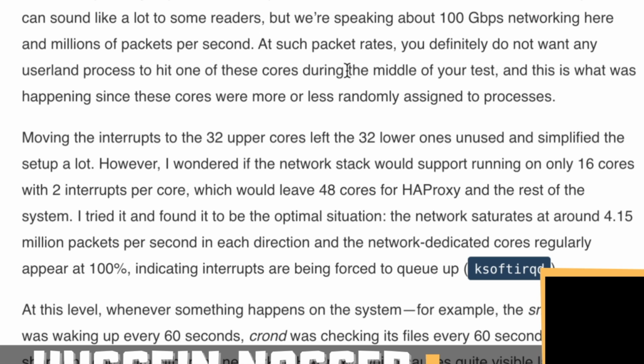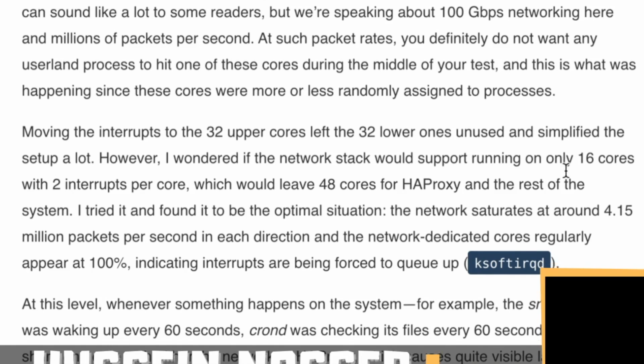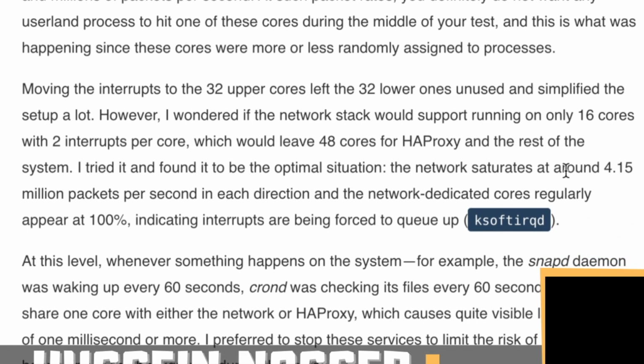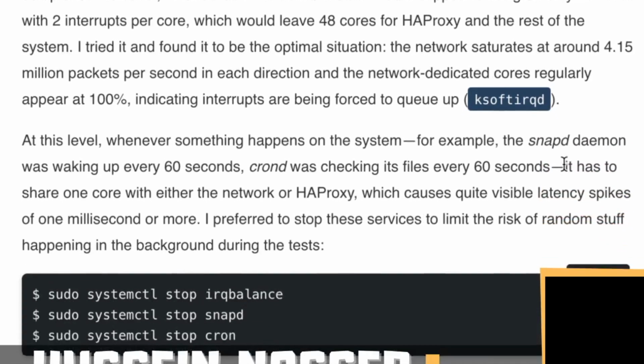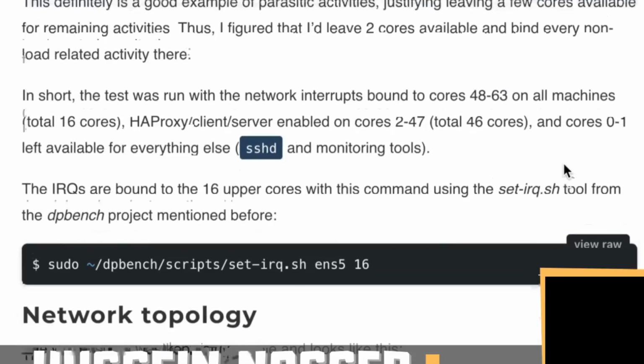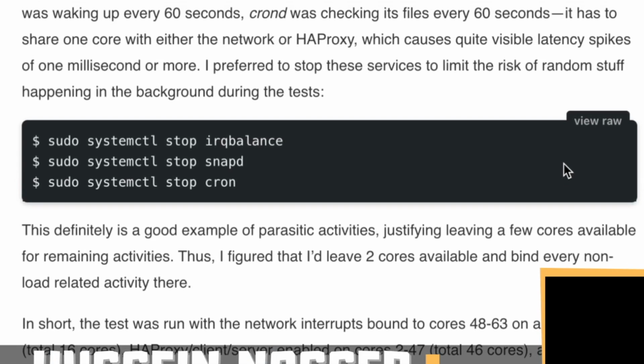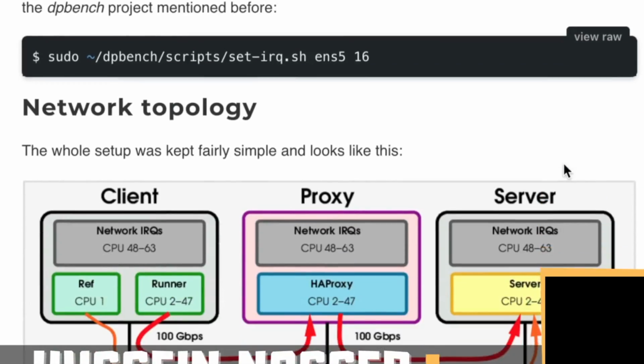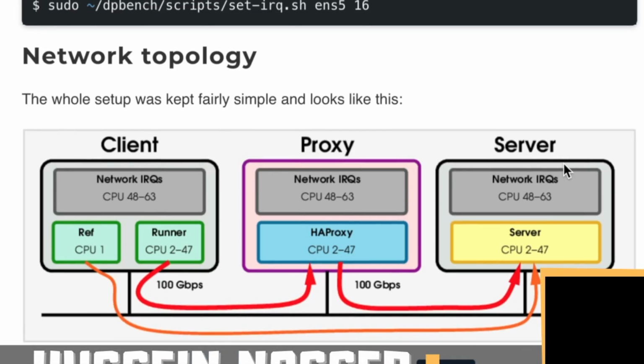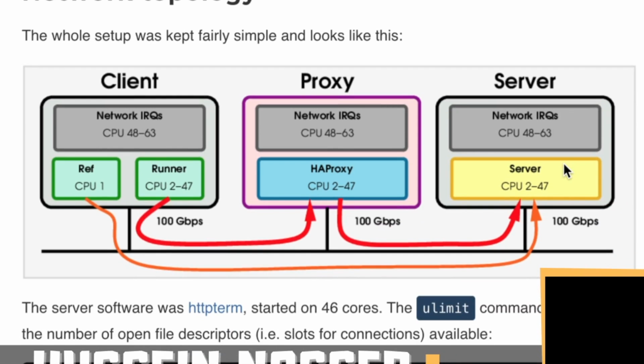So he's going through, like, how did he solve this? He eventually said, okay, I'm going to dedicate 16 queues to 32 cores, right? Two interrupts per core, essentially. That's what he did. And then he shows you how to do that, essentially. And then going through the network topology. This is very interesting.